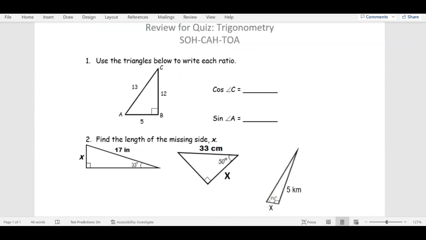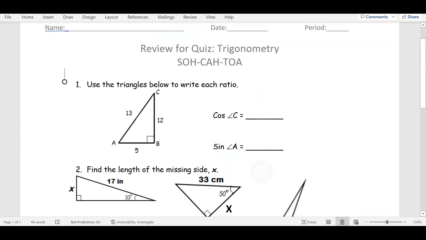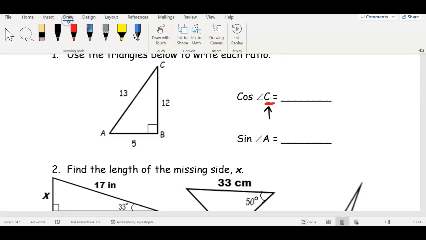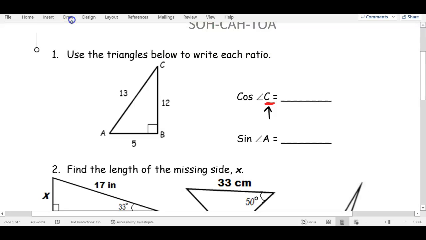Okay, so here's a review for the quiz on trigonometry. Number one says use the triangles below to write each ratio. So it says cosine angle C. This angle is where you're going to start. Okay, very important. So I'm going to put an arc at angle C.